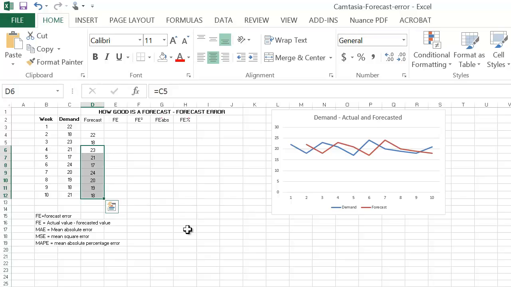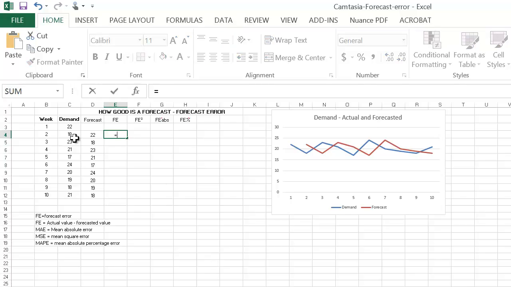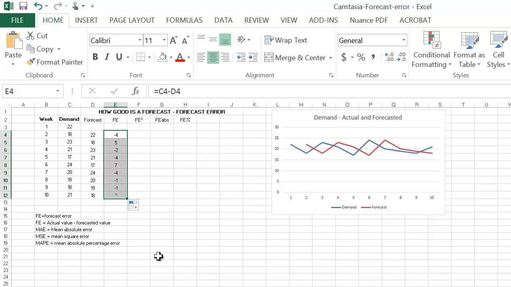The forecast error, which I have abbreviated as FE in column E, is simply defined as the actual value minus the forecasted value. So this is the actual value, 18 units, minus the forecasted value, which gives minus 4. I overestimated by 4 units. You can do this calculation for all the periods. I copy that formula down for the remaining periods and I get the forecast errors.